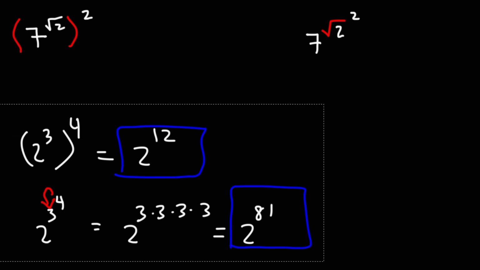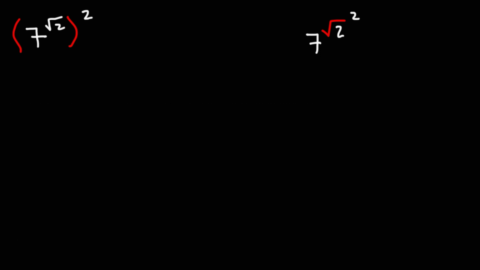So we're going to apply that to this problem. So here, notice that the 2 applies to everything inside. So we're raising one exponent to another. Therefore, we need to multiply these two. So this becomes 7, and then 2 times radical 2 is just 2 radical 2.